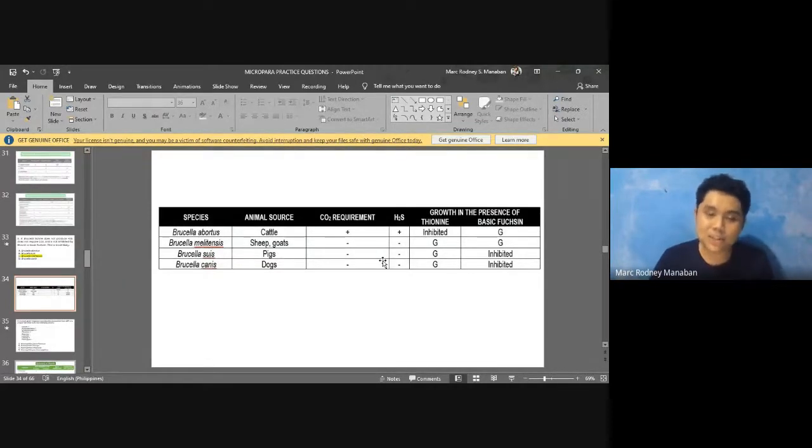Melitensis does not need CO2 and does not produce H2S, but it will grow in the presence of thionine and basic fuchsin. Melitensis. Your Suis and Canis have the same result. They grow in the presence of thionine, but they do not grow in basic fuchsin. Just take note, abor-thio: abortus is inhibited by thionine. Okay? Alright, take note of that.